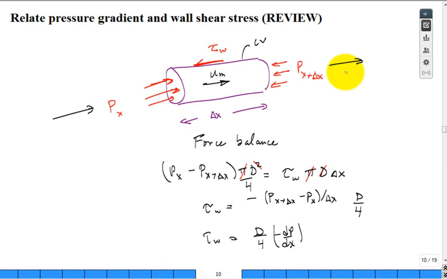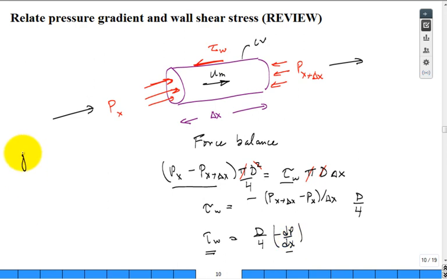So we have the pressure acting along the two end faces, and we have the wall shear stress acting along the circumference, along the length. And when you do that, what you get is that the wall shear stress has to match with the pressure gradient. So isn't this dP dx the pressure gradient?